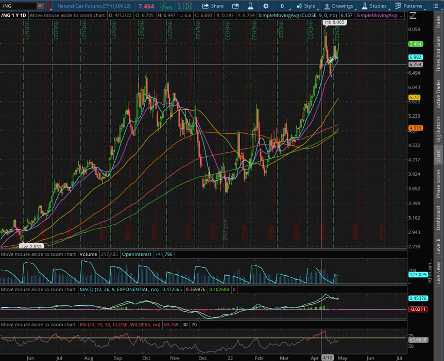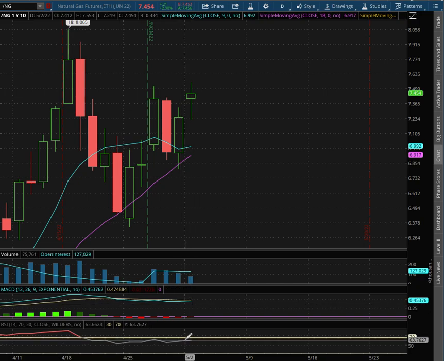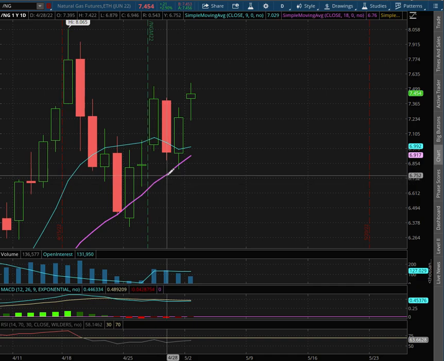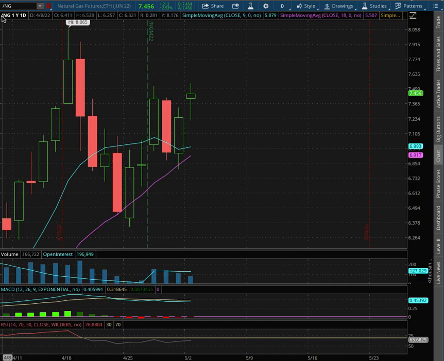As we extend that further to the daily chart, we see the same action, positive MACD, and slightly off of overbought condition with the RSI. We bounce right off the 18-day moving average, this purple line, and that is currently around a price of $6.92.